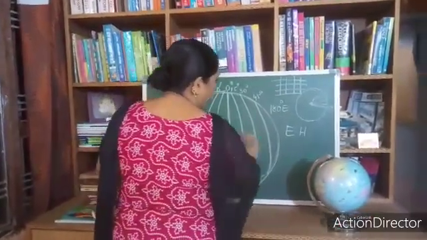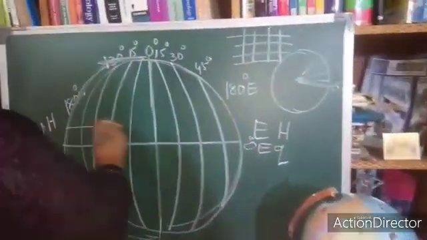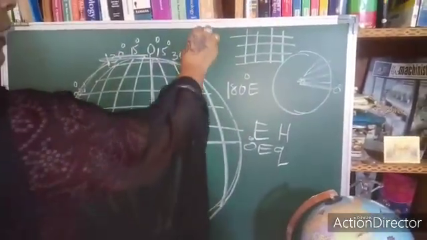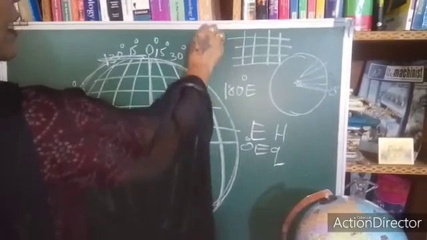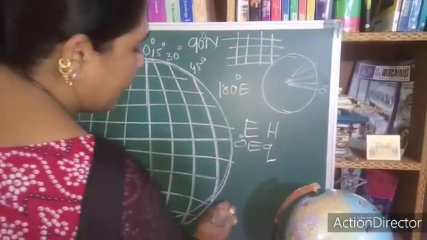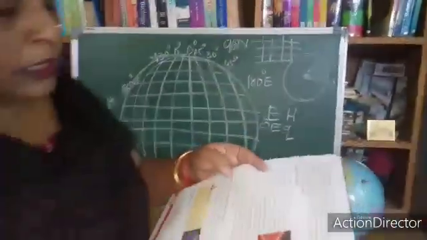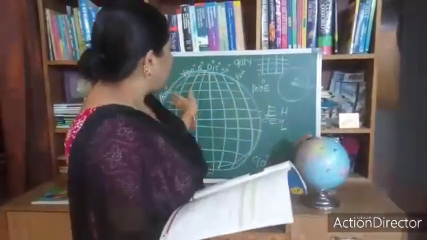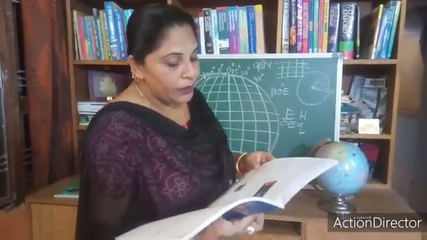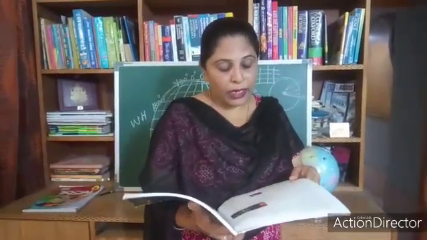We have latitude 0 degree. This is the equator. We have 10 degree, 20 degree, 30 degree, and so on up to 90 degree north. The same we have down, up to 90 degree south. Then the latitudes and longitudes form a grid here. And with the help of the grid, we can locate any place.